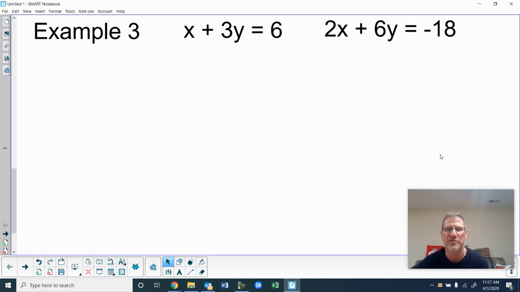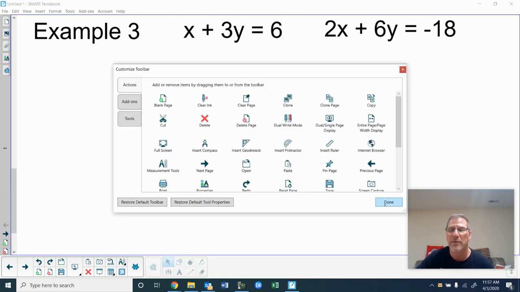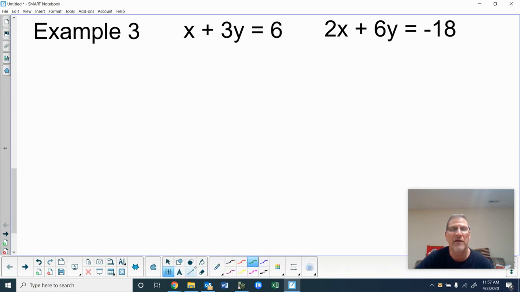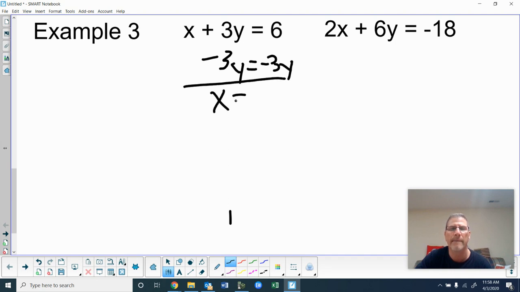So looking at this one, I got x plus 3y equals 6 and 2x plus 6y equals negative 18. I'm going to want to get the x by itself on the left there. So I'm going to have to subtract 3y from both sides to get the x by itself. And substitute into the other equation. Remember, always in the other.